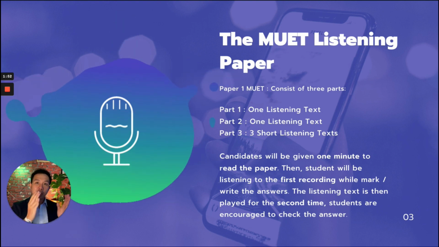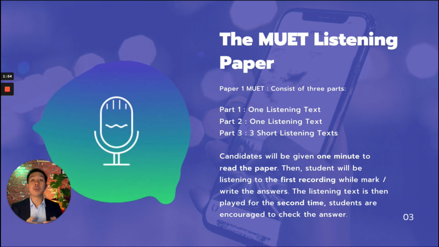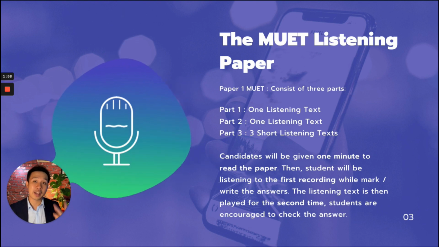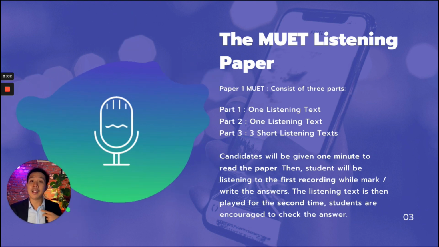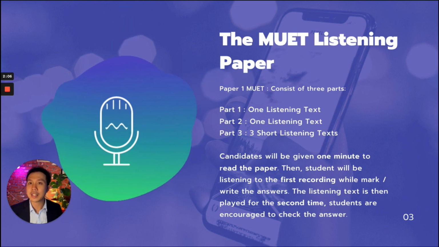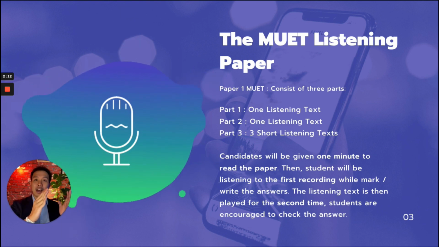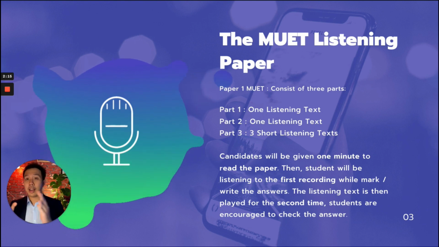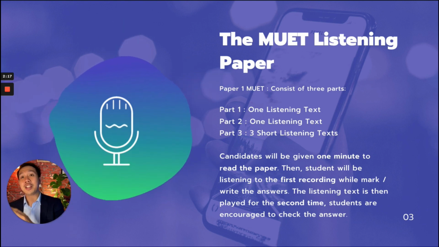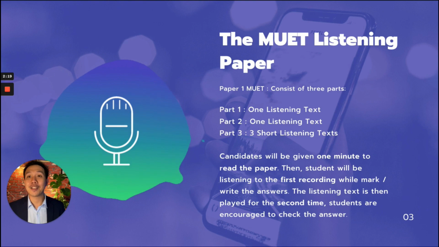For each of part 1, part 2 and part 3, you will listen to the same recording twice. For the first time, you write the answers, and for the second time, if you think it's different from what you heard the first time, you can change the answer, or you can check when the second recording is played. And then after part 1, part 2 and part 3 is the end of your listening test.